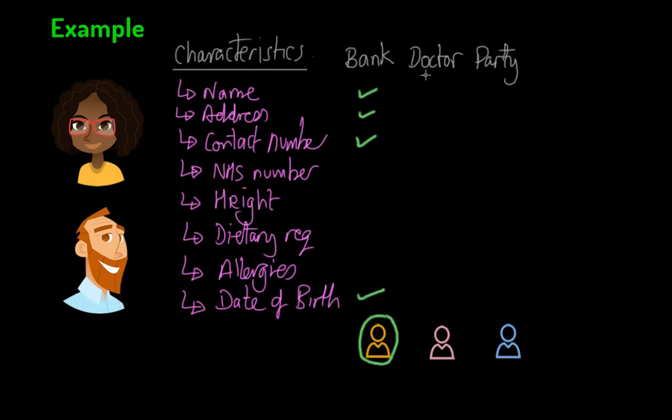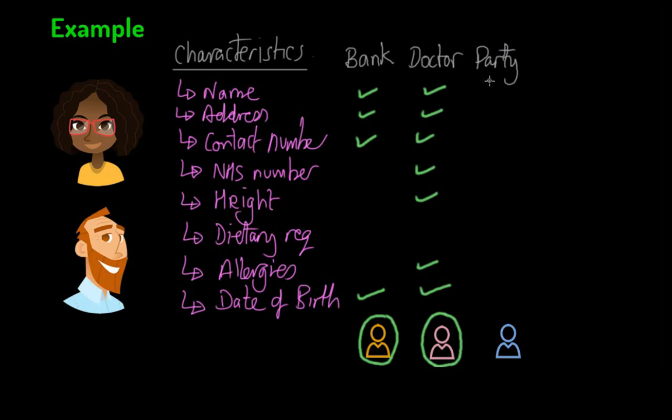The doctor is an interesting one, because the doctor will have a very personal view of these people, and therefore there will be less abstraction occurring here. There will be a higher level model of that person. So the doctor would need the name, the address, the contact number, NHS number, absolutely, and height. Probably not dietary requirements, so I'll say not in this case. Allergies, definitely. Date of birth, definitely. So there's a different abstract model now, the pink abstract model that the doctor needs of these people. It's different from what the bank needs, because the bank can abstract away the unnecessary details. With the doctor, there's less abstraction occurring, because the doctor is only removing the dietary requirements.